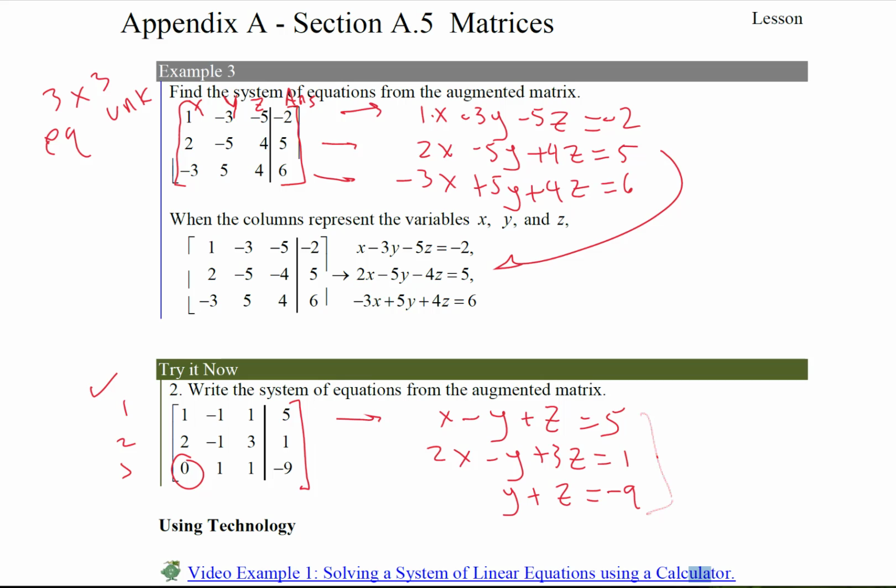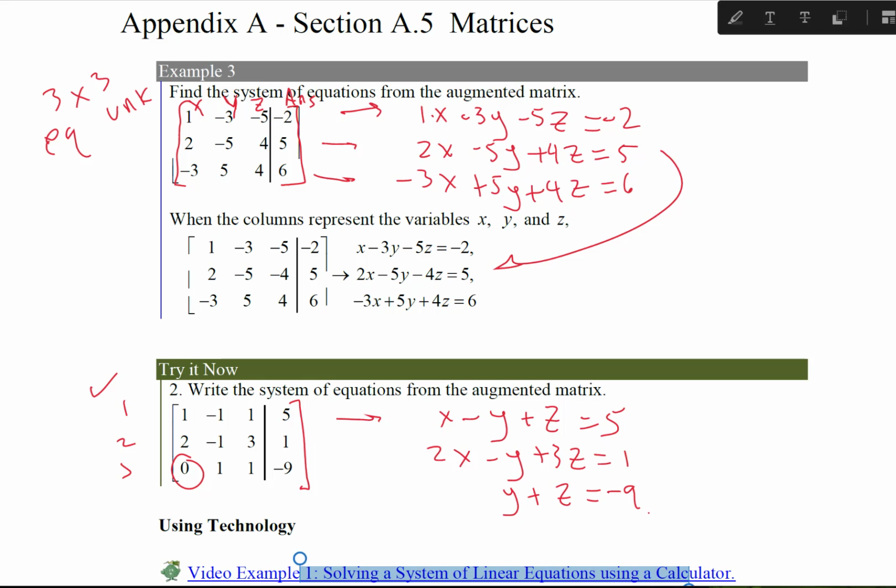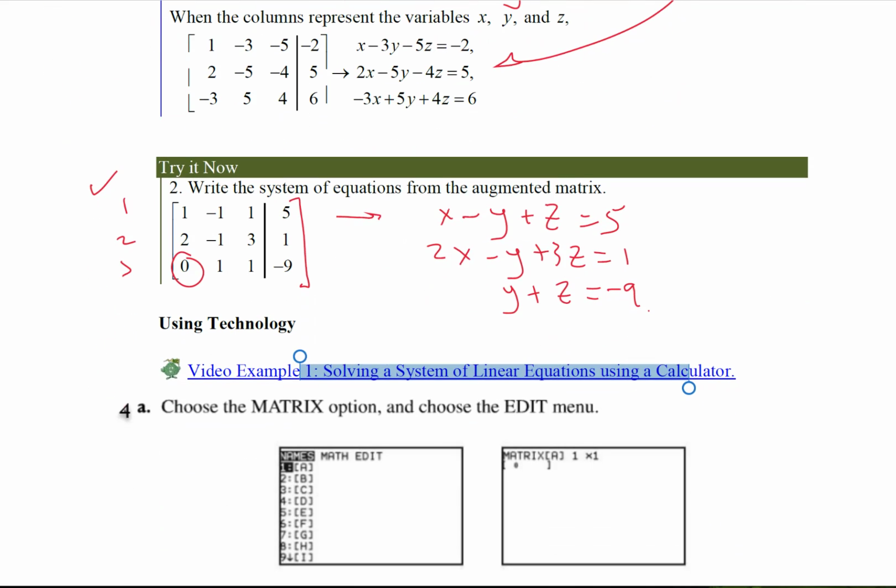Okay, so now the next step is typing these into the calculator and solving with the calculator. Now, I have a YouTube video on that, and so the next thing I'm going to do is refer you to the YouTube video on how to use the calculator to solve this.